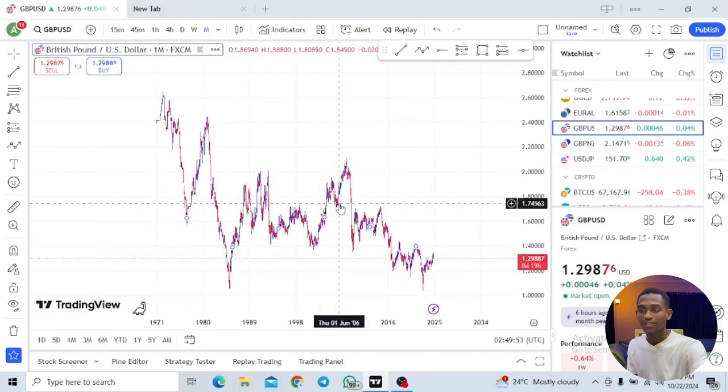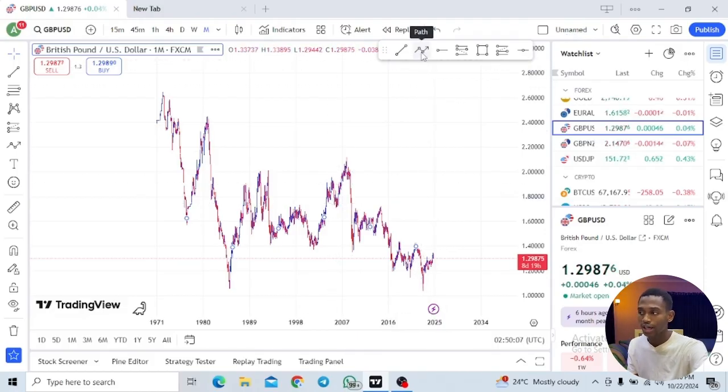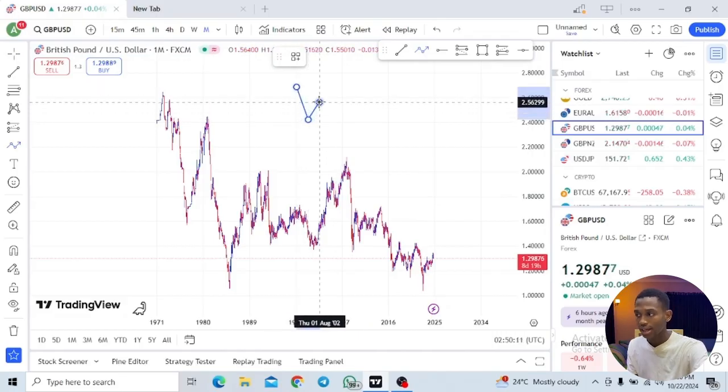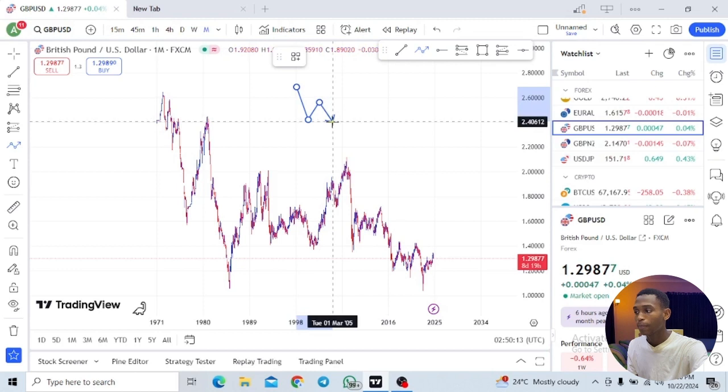So you have to identify the direction of the market even from the monthly time frame. Now, from the monthly time frame, is the market bullish or bearish? The market is clearly bearish from the monthly time frame. Now, how to identify a bearish market is it does lower lows and lower highs. So this is a lower high. This is not a lower low. If the market does this, this is an equal low.